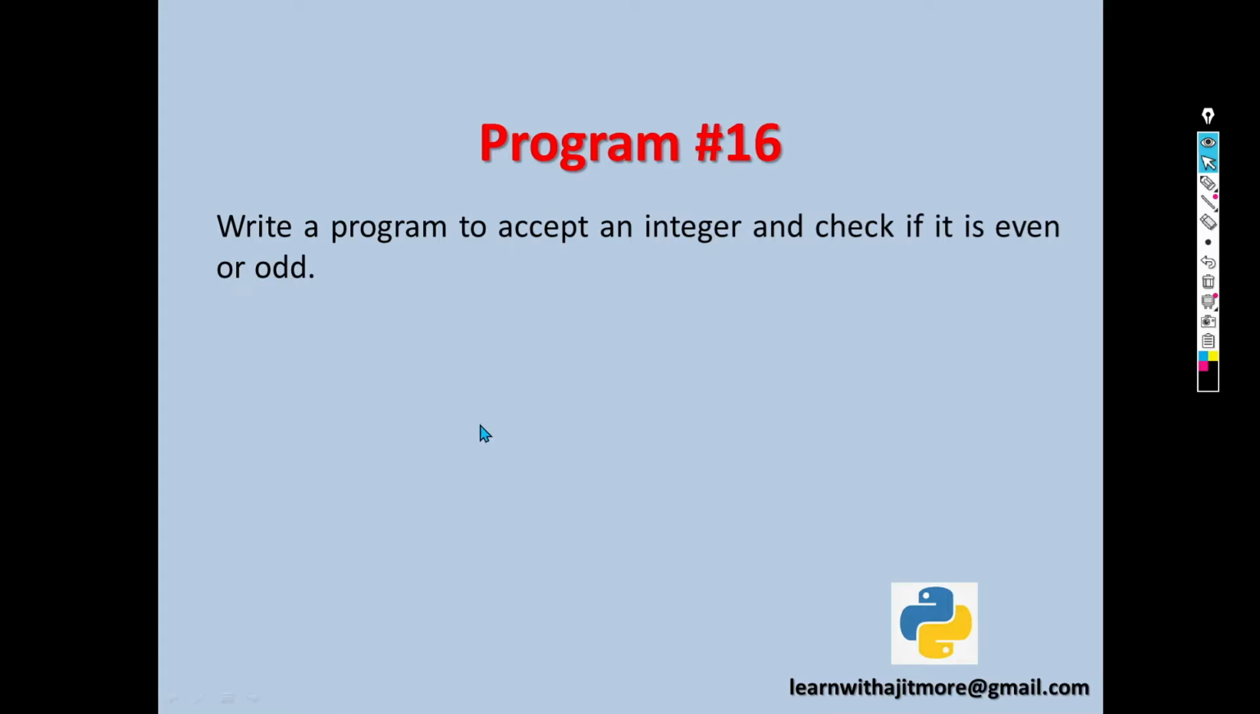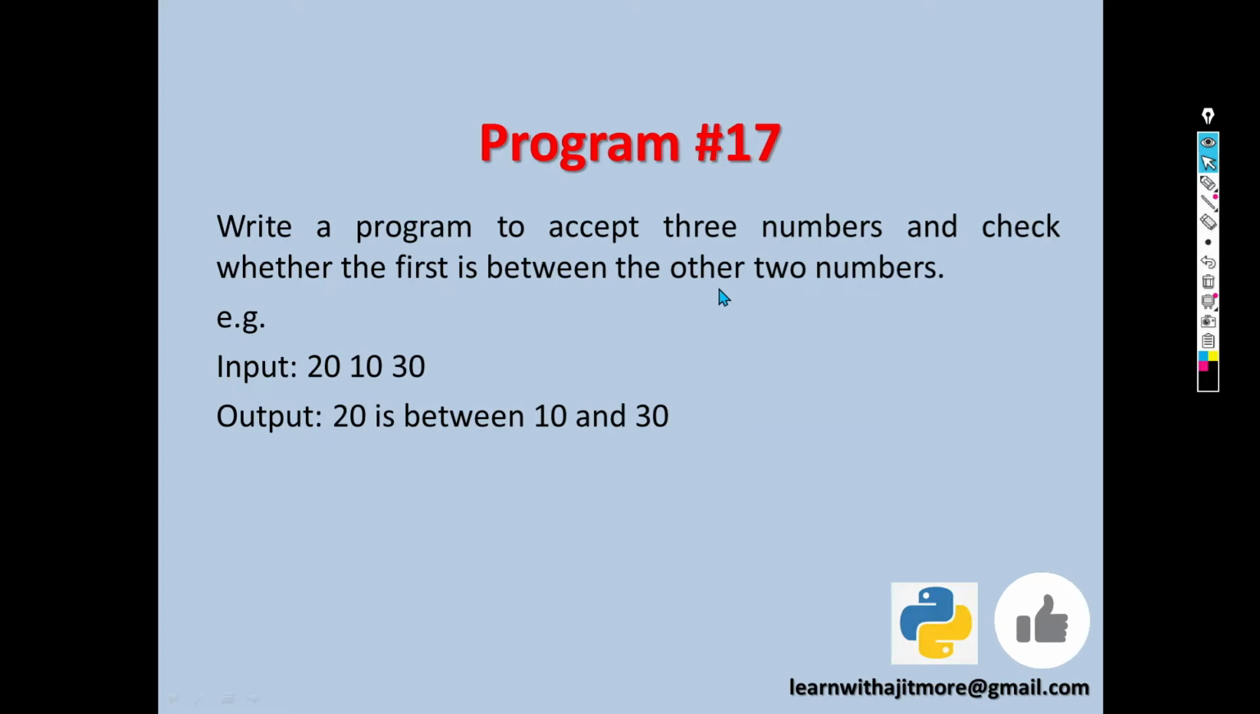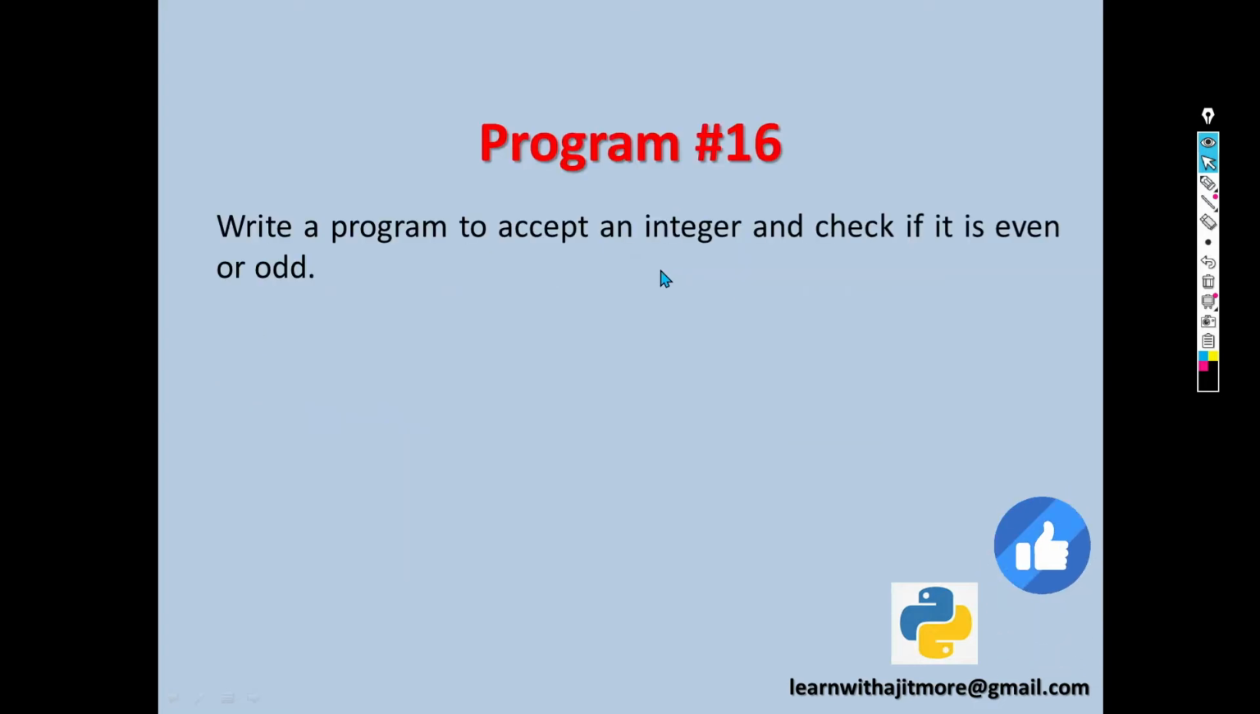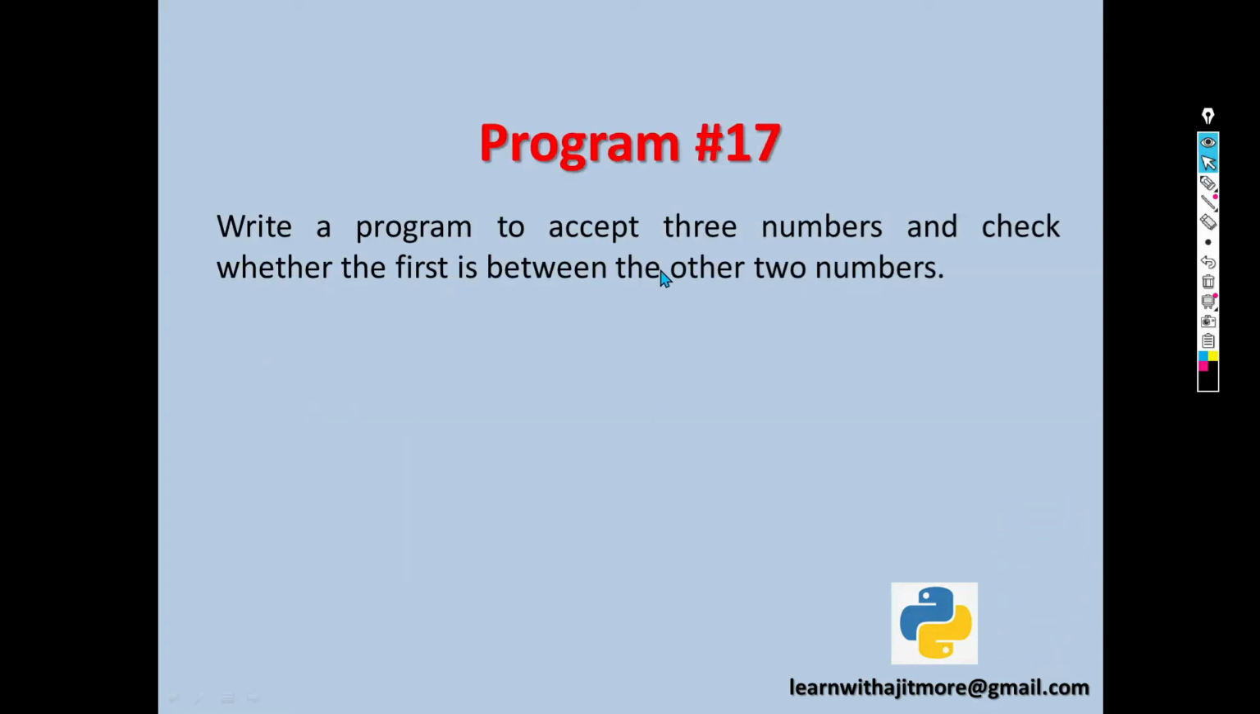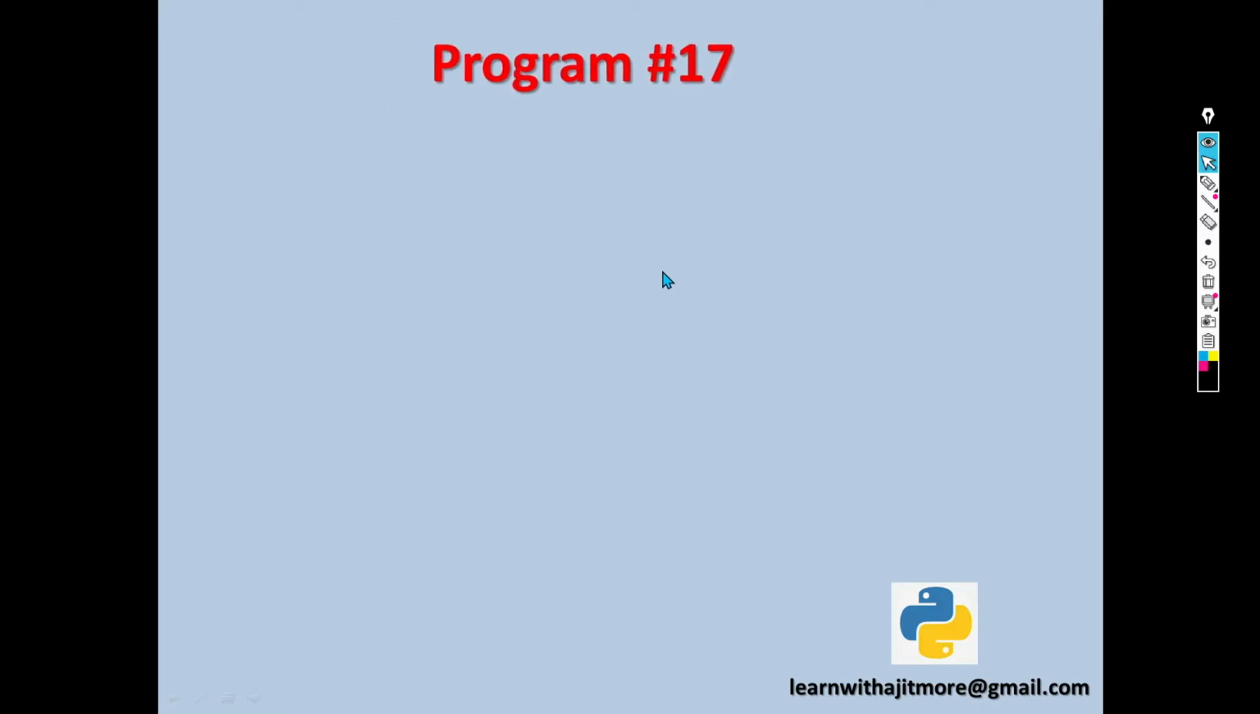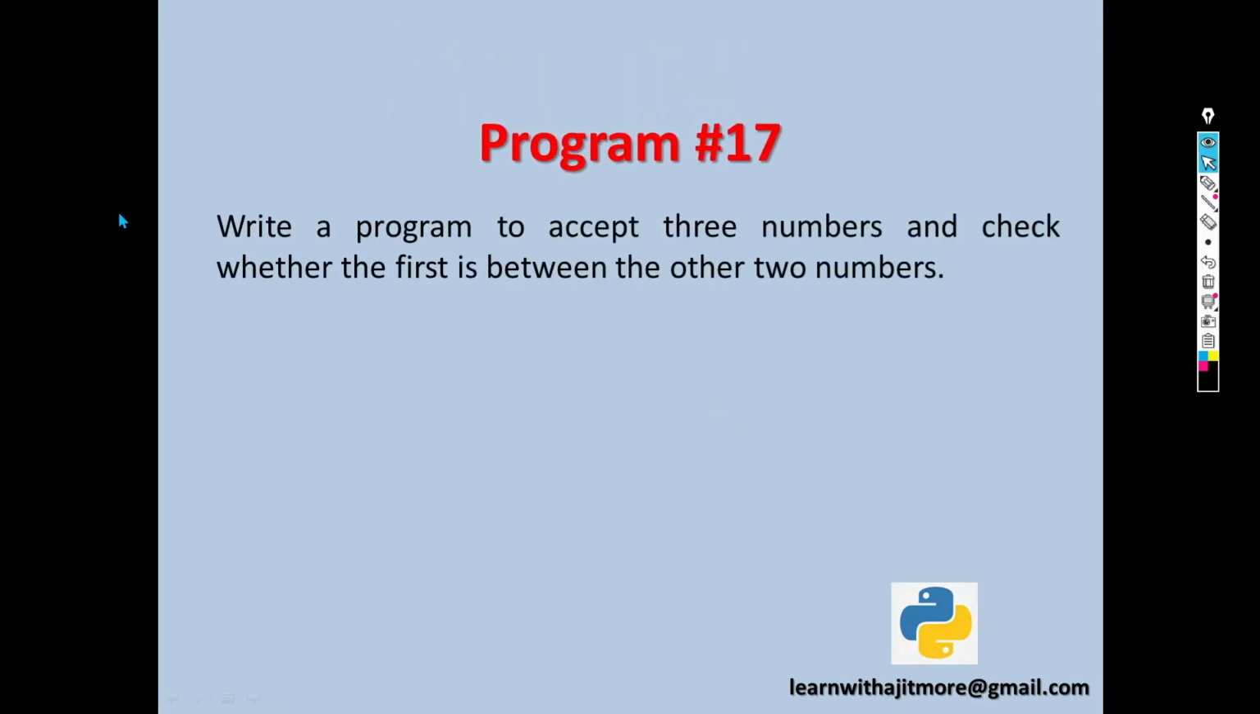Let's quickly move to one more problem, problem number 17. Write a program to accept three numbers and check whether the first is between the other two numbers. You just have to compare the first number with the other two. So you have to accept three numbers and check whether the first number is between the other two.